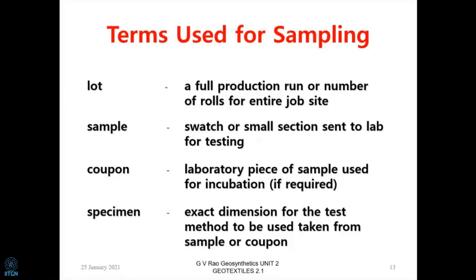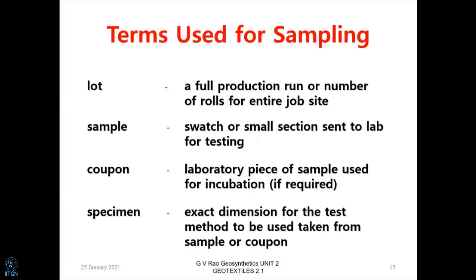So properly means, in a huge project like a huge road of say 25 kilometers, we are going to see the number of rolls. Let us say we require 1,000 rolls. Now are these 1,000 rolls coming at one go, or as you proceed with construction? Are they made in one simple lot or at different times? That is called a lot: a full production run, or number of rolls per entire job site. Full production run means they must be making thousands of rolls using the same resin, everything remaining the same. A full production run may mean they are making 1,000 rolls. So if I am going to pick up 100 rolls only out of the entire production run, for me that will become a lot.